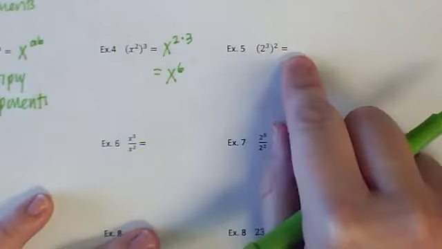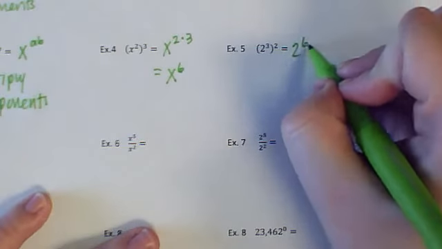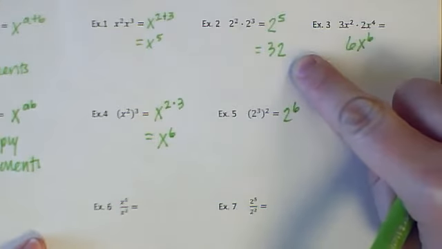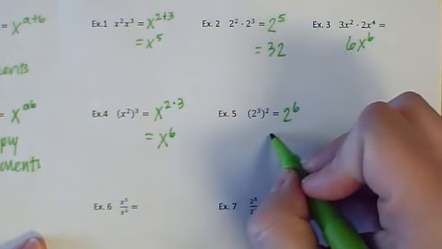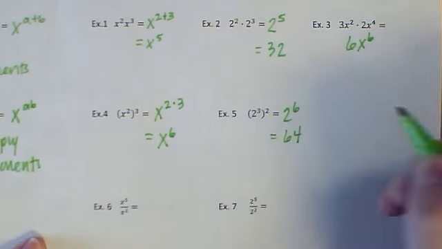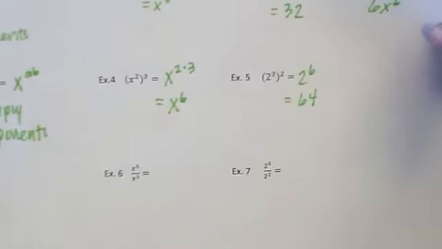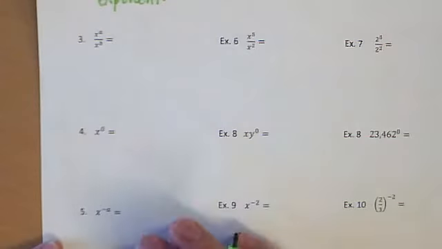Alright, so if we look at this one, that's going to be 2 to the 6th. Since I know 2 to the 5th is 32 from above, if I take that and multiply by 2 again, I'm going to get 64. So 2 to the 6th is 64. So again, if it's a number, go ahead and solve for the actual value.